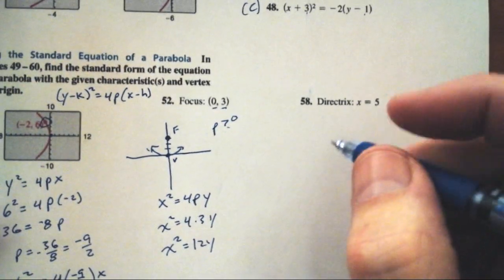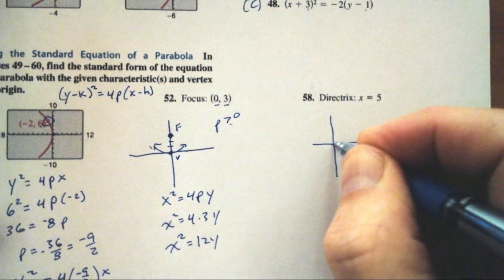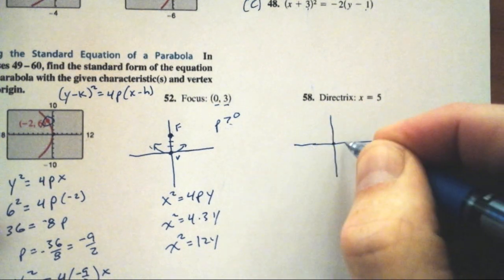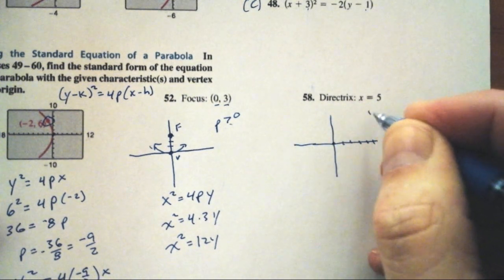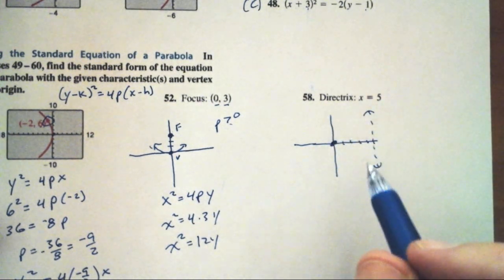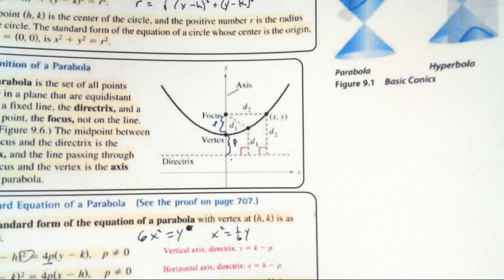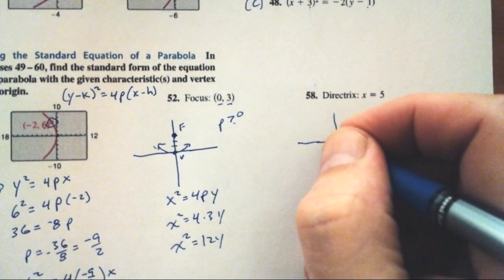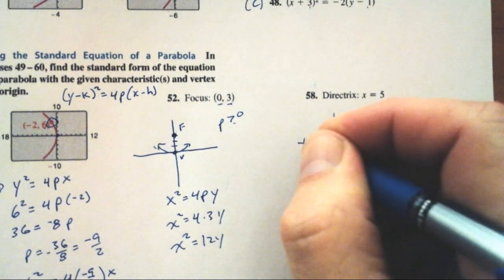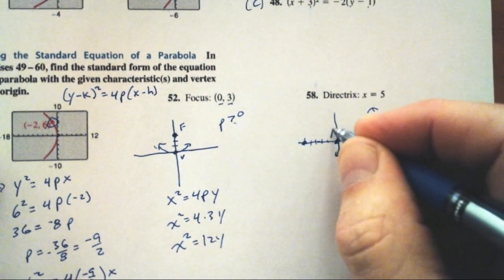And directrix, x equals 5. 1, 2, 3, 4, 5. There's our directrix right here. There's our vertex. The parabola opens away from the directrix and around the focus. So the focus, if we needed it, is over here. We got a parabola that looks something like this.